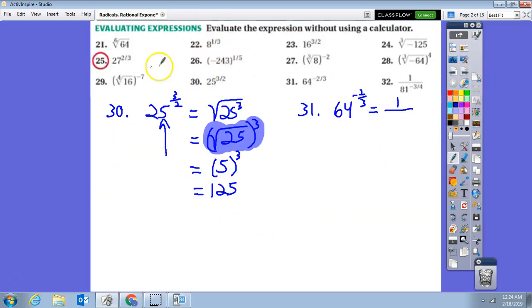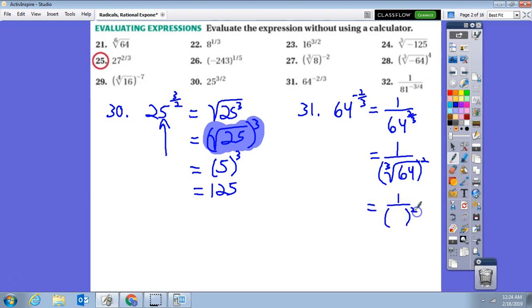We talked about that previously with number 29 over here. But we are going to have 64 now raised to the 2/3 power. Still the 2/3 power, you just make the exponent positive when you move it down to the bottom. Now what is 64 to the 2/3 power? It's really the cube root, because the 3 is on the bottom, of 64 squared.